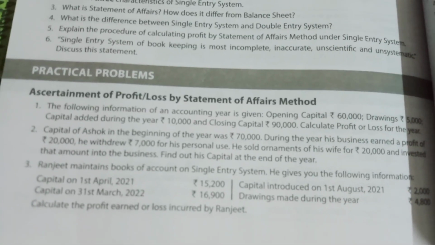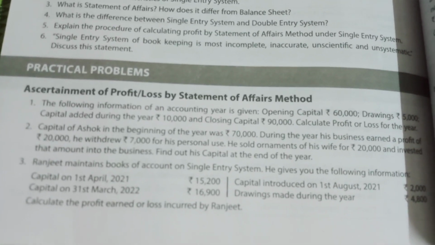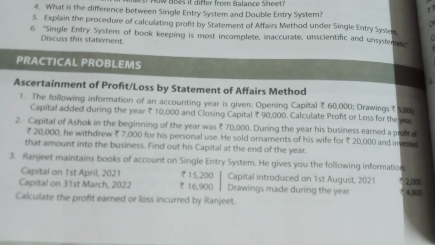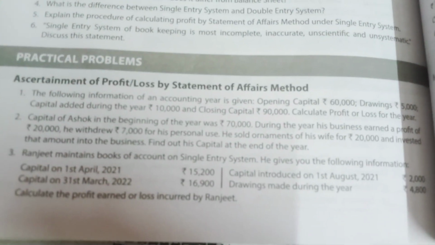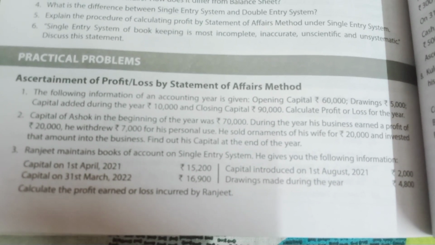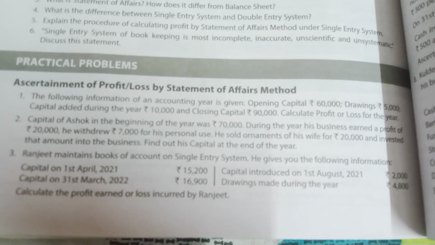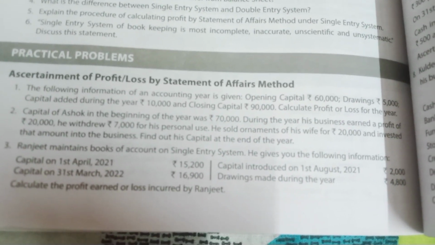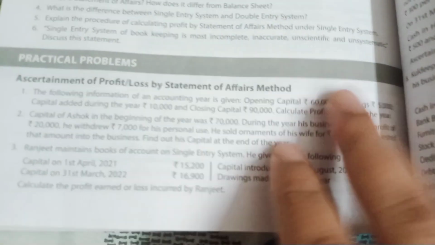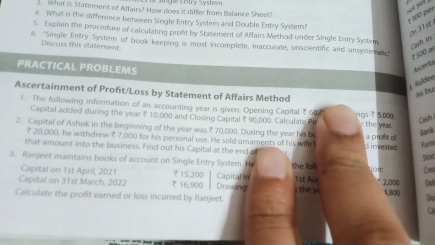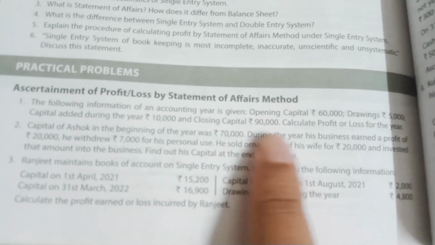Based on the chapter single entry system of accounting, we are going to do some sums. Here I can see the first sum. In this sum, the following information is mentioned for the accounting year. Opening capital is rupees 60,000, drawings is 5,000, and capital added during the year is 10,000. Closing capital is 90,000. Calculate profit or loss for the year.